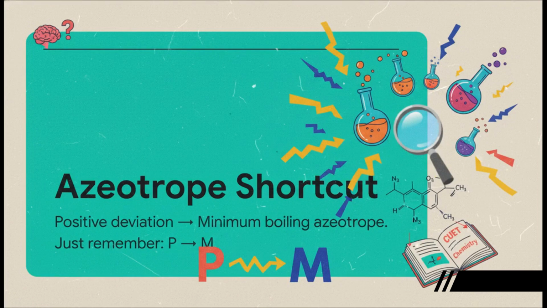Azeotropes. They seem to confuse so many students, but they really don't have to. Here's the only trick you need to know. When a solution shows a positive deviation from Raoult's law, it forms a minimum boiling azeotrope. The shortcut couldn't be simpler. P leads to M. Positive deviation equals minimum boiling. That's a direct MCQ just waiting for you.